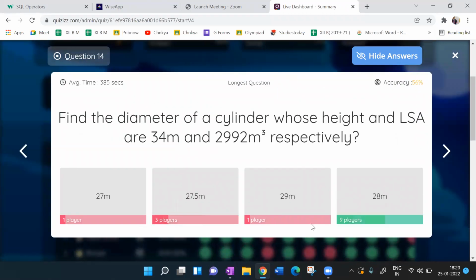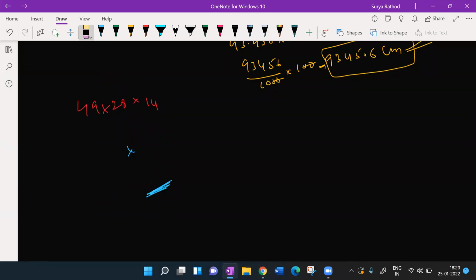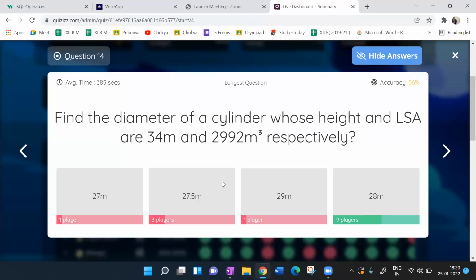Hope it is clear. I am just taking all the unit digits. If you don't understand this way, then multiply like this: 9 into 8 into 4. 9 times 8 is 72. 72 into 4, again unit digit 2 times 4 is 8. Unit digit will be 8. Sometimes you have to calculate in that way to save your time.